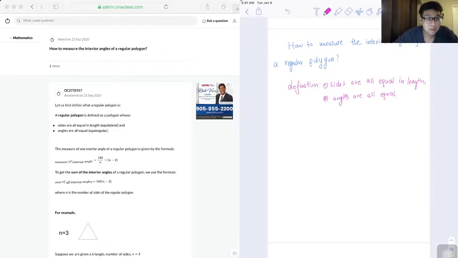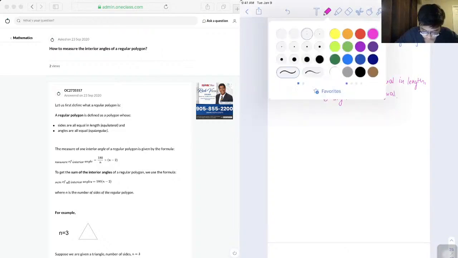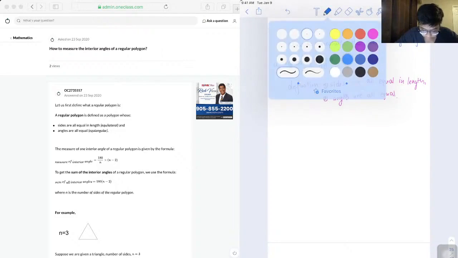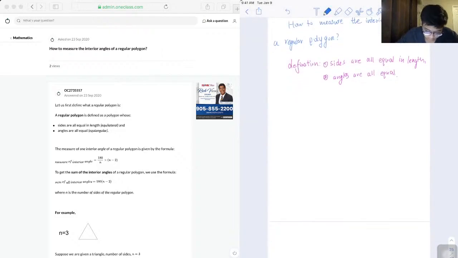And so I'm gonna draw several graphs to help you understand this. So let's start with the triangle. Right. So the interior angle sum of a triangle is 180, right?